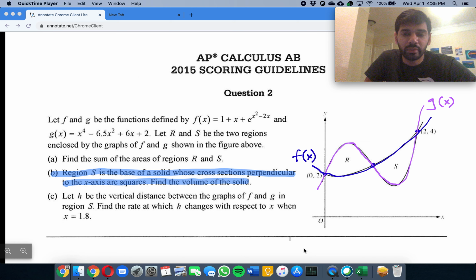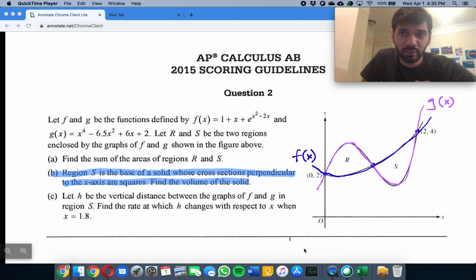Okay, so in this problem, it gives you two functions. This was a calculator problem. I've labeled f and g here on the screen, and in part B, it's asking that region S is the base of a solid whose cross sections are perpendicular to the x-axis, and those cross sections are squares. Find the volume of the solid.